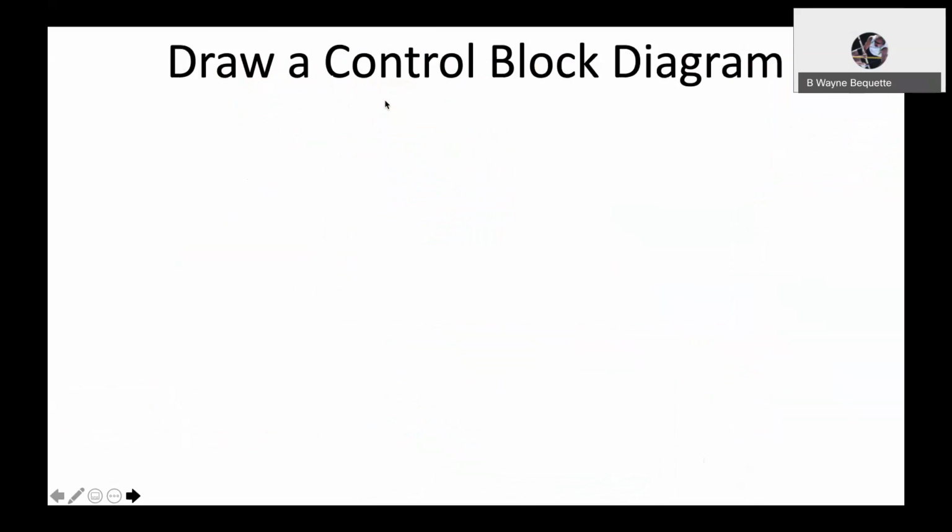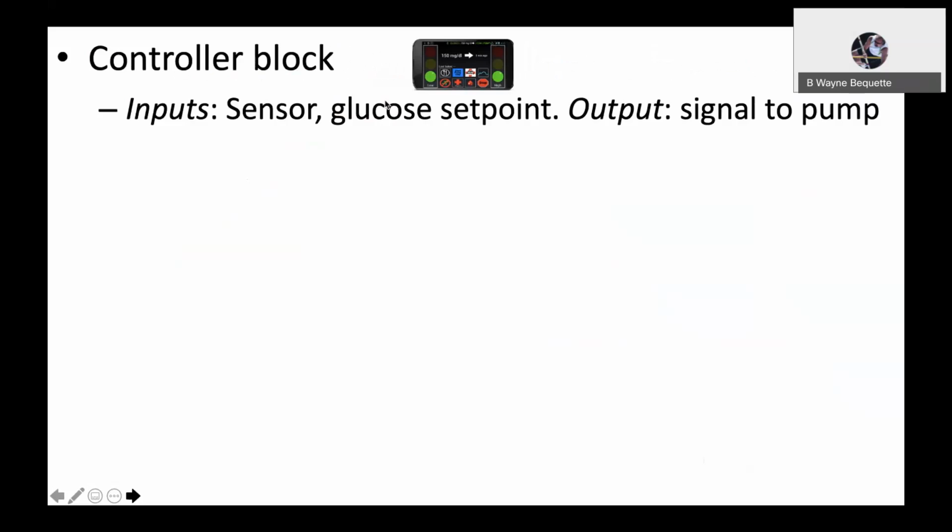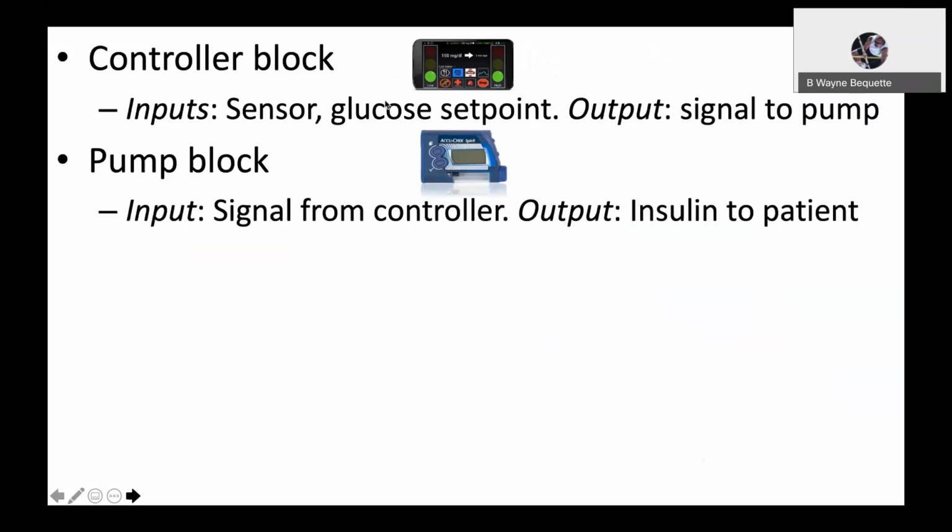So you can see I'm really showing a feedback block diagram, but now what I'd like you to do over the next few minutes is draw your own control block diagram to represent this proposed closed loop system. You're going to have several components. So you're going to place a controller block, which input signals are going to include the continuous sensor reading as well as the desired glucose set point. And the output of that controller block is going to be the signal to the insulin pump.